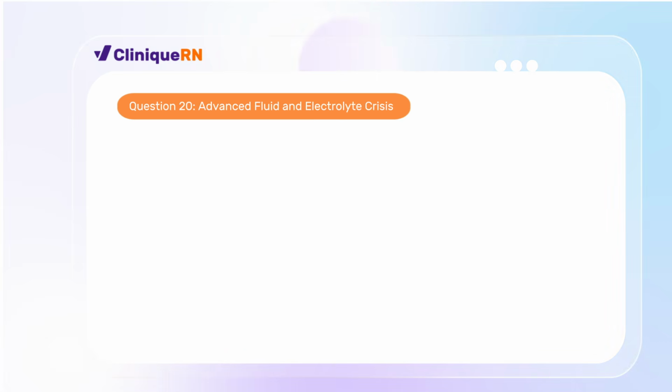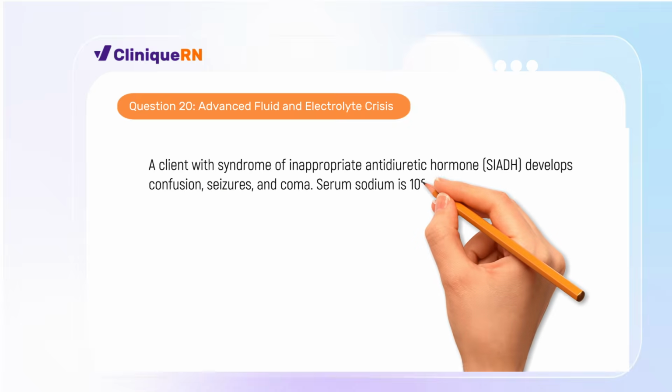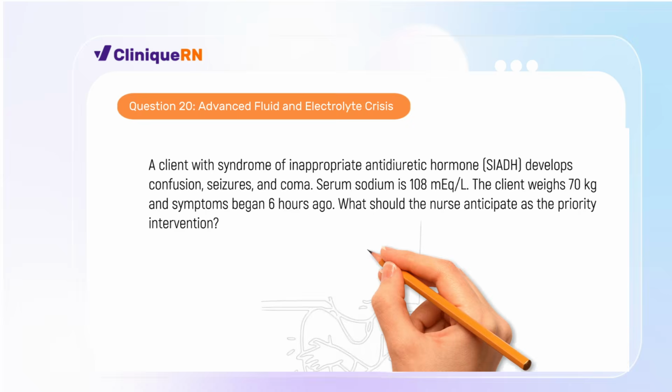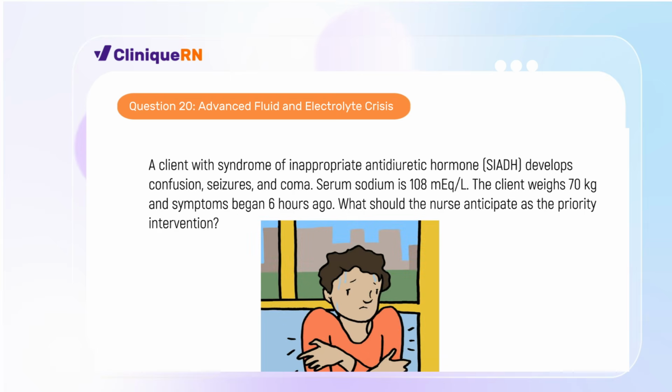Question 20. Advanced fluid and electrolyte crisis. A client with syndrome of inappropriate antidiuretic hormone, SIADH, develops confusion, seizures, and coma. Serum sodium is 108 milliequivalents per liter. The client weighs 70 kilograms, and the symptoms began 6 hours ago. What should the nurse anticipate as the priority intervention?